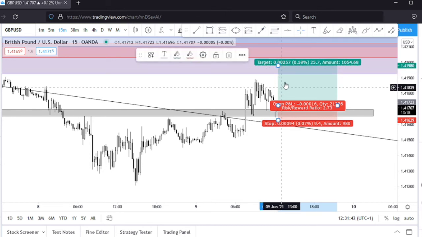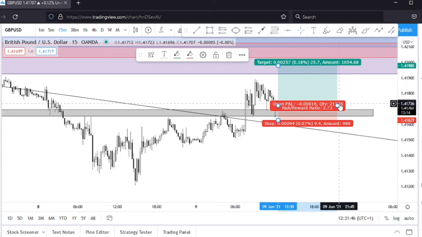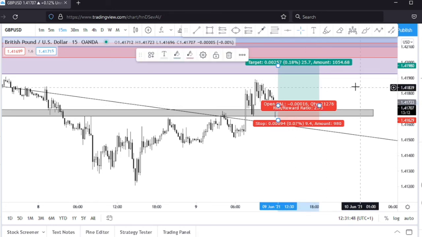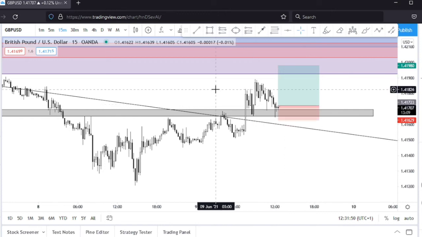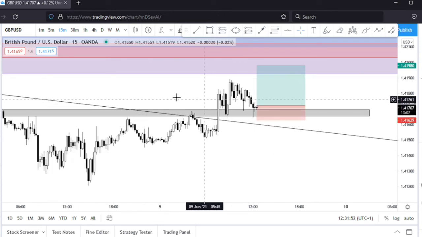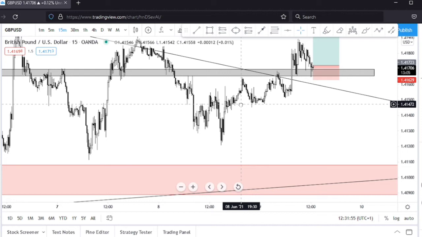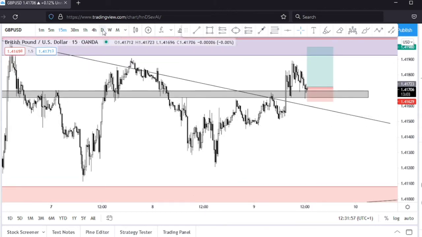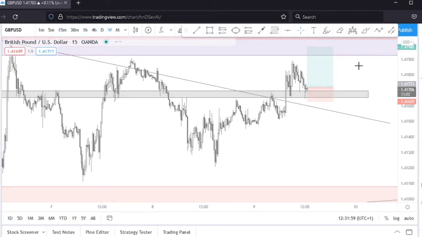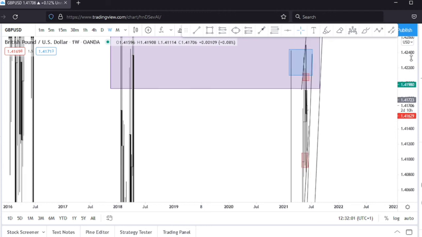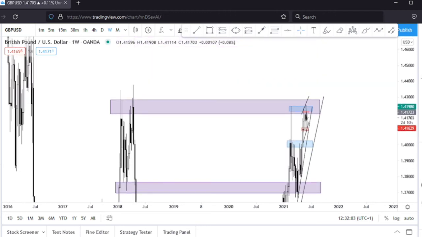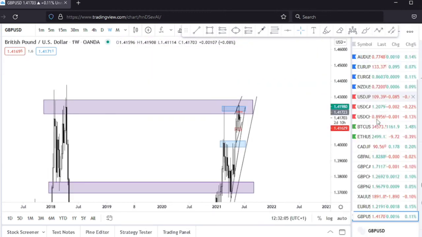So once price enters into the zone, then you should be prepared to take your profits if you're a day trader. All right, so that is what I think of GBPUSD. Sorry. And yeah, so that's my analysis for GBPUSD. Next, I will talk about GBPJPY. That's where I'll be ending this midweek analysis.